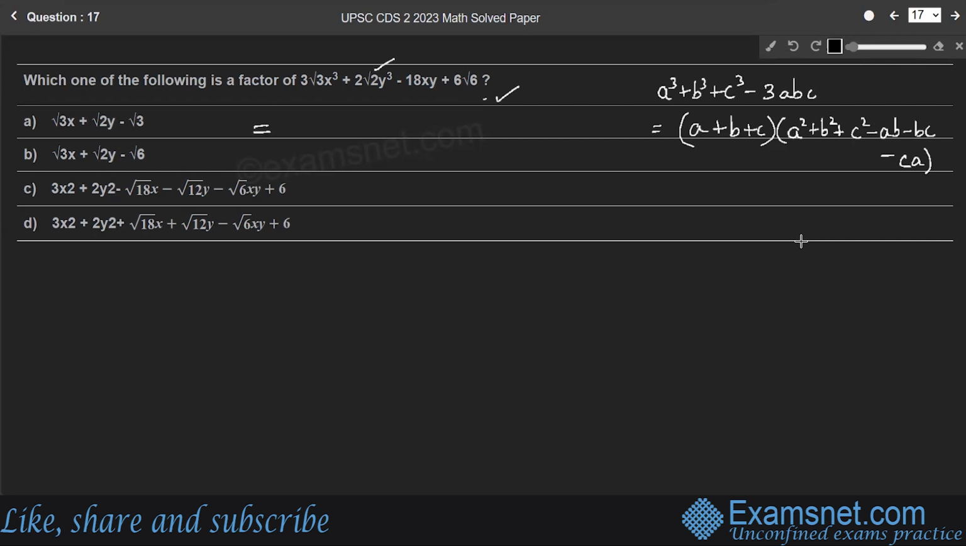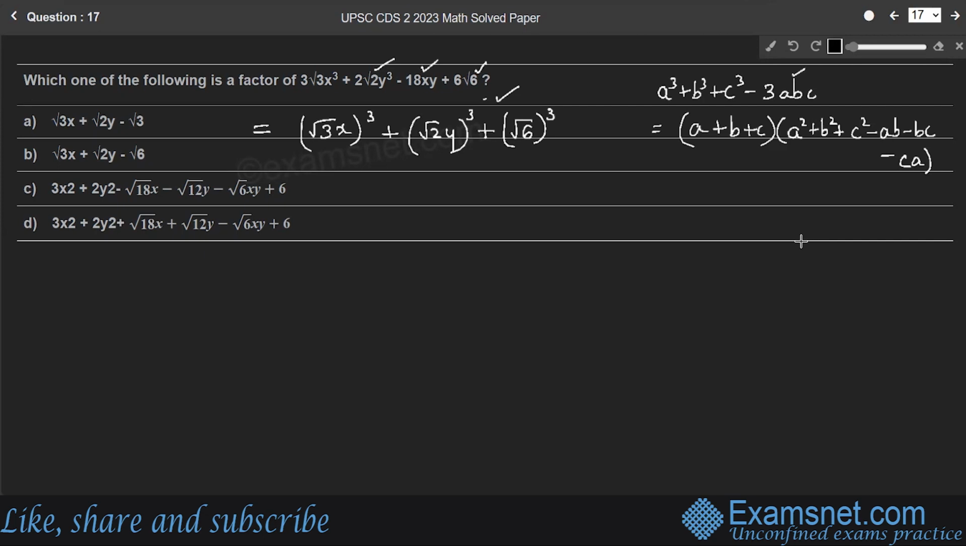So this expression is equal to, so 3 root 3 x cube, which is nothing but (root 3 x) the whole cube. Both are same, right? Plus (root 2 y) the whole cube. Right? I'll consider c as root 6, right? Root 6, its cube is nothing but 6 root 6, right? Therefore, we have expressed in terms of a cube plus b cube plus c cube minus 3abc.